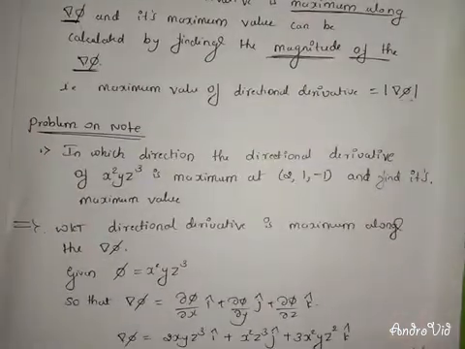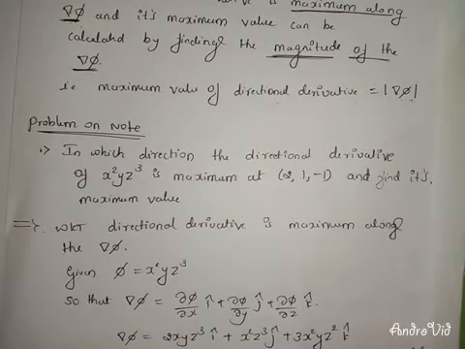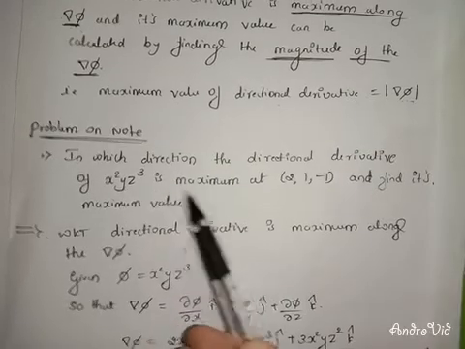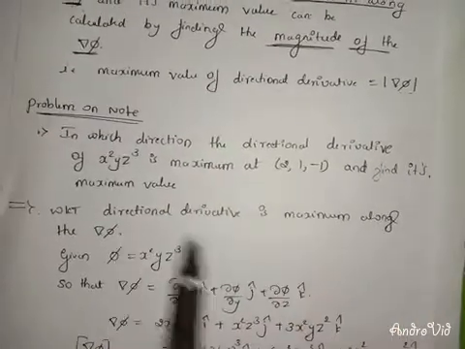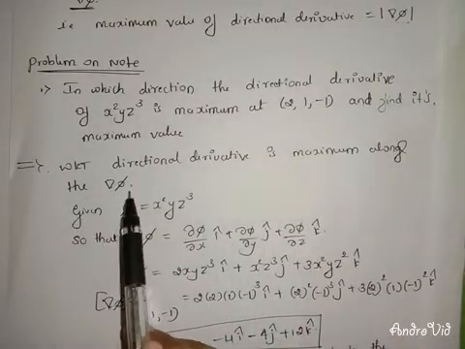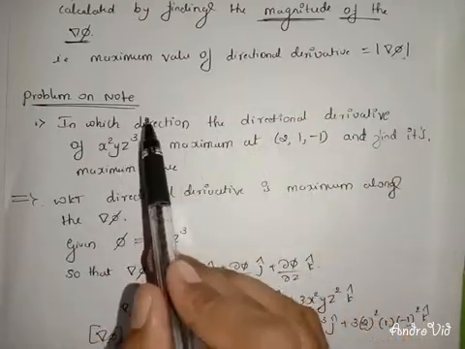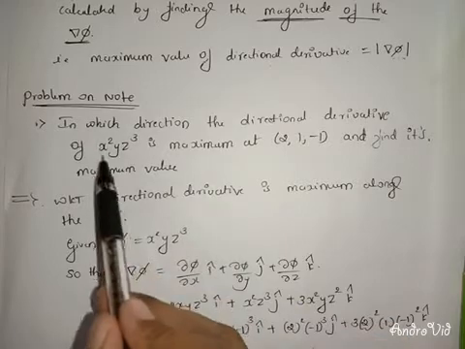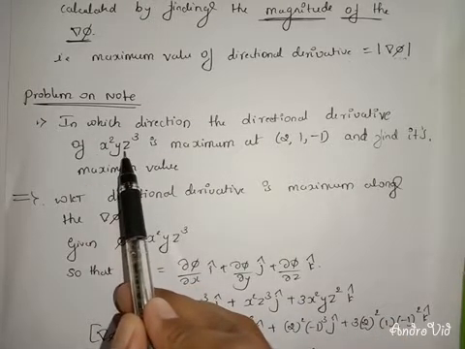So let us see a problem on that note. In which direction is the directional derivative of x square y z cube maximum at (2, 1, minus 1), and find its maximum value. You know that the directional derivative is maximum along del phi. We have to find in which direction the directional derivative is maximum, and also find the maximum value.